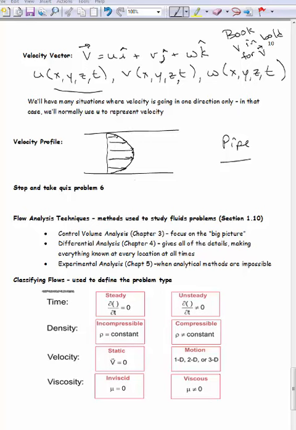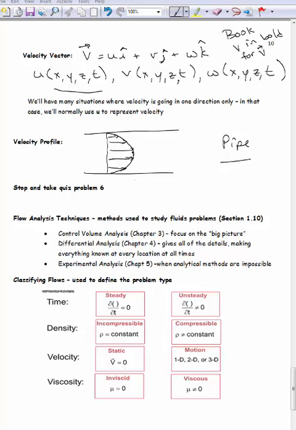And we're also going to do experimental analysis, so we'll find out that things get complicated really quickly and analytical methods aren't going to work always for us. So we're going to have to switch to experimental, and so we'll cover that in chapter 5. And then chapters 6 and 7 are some applications that use all of these previous techniques.